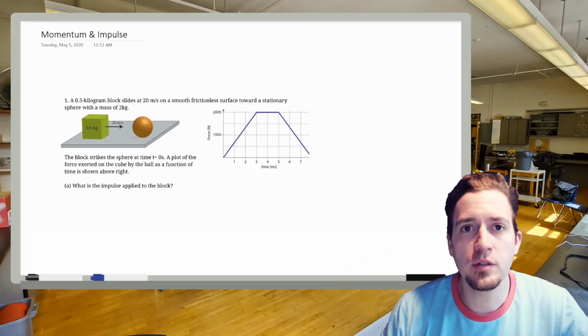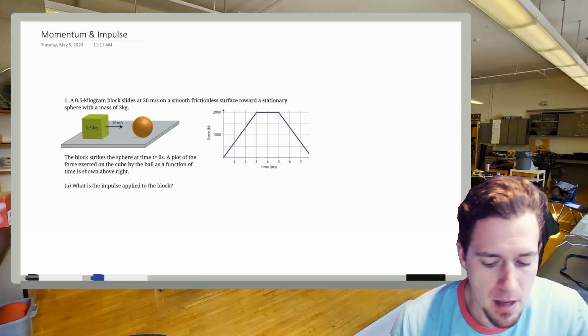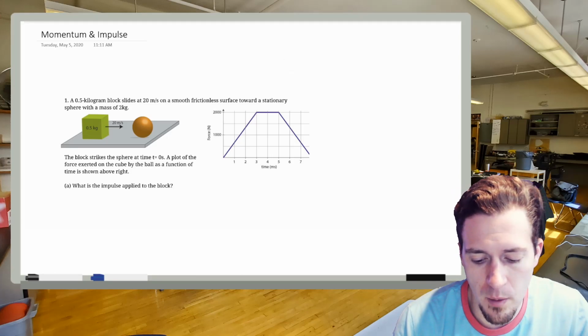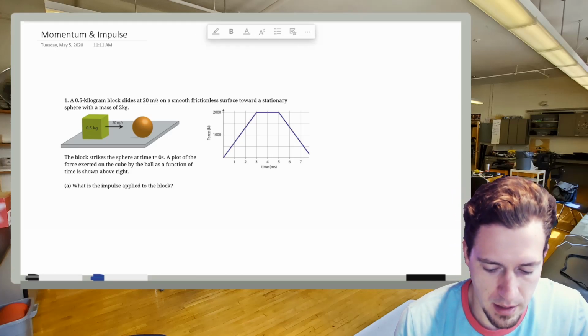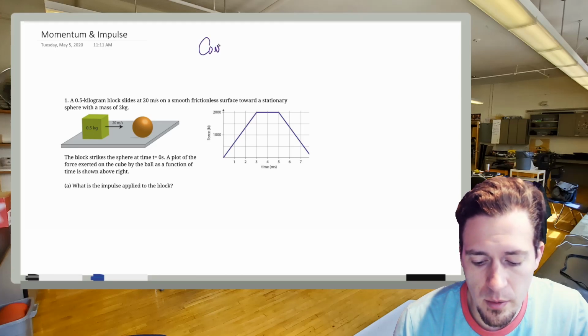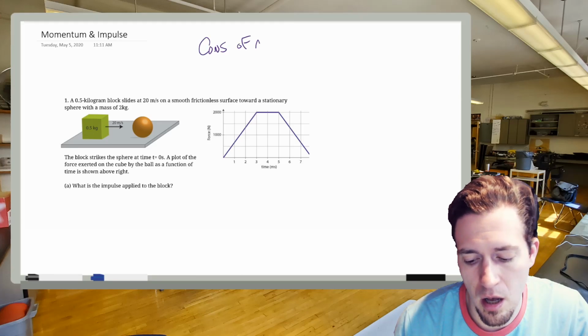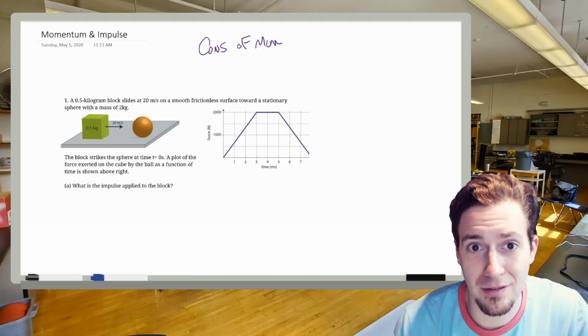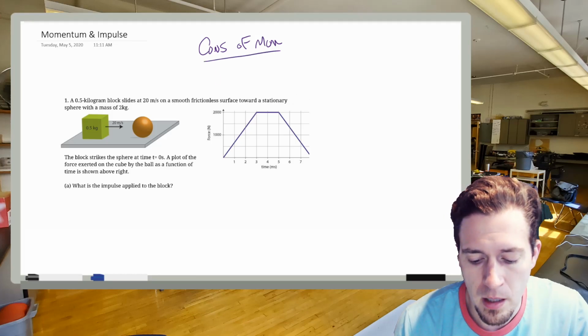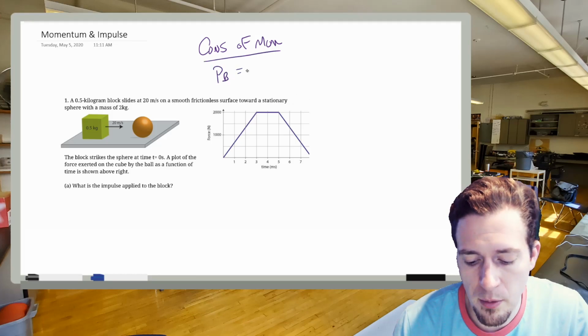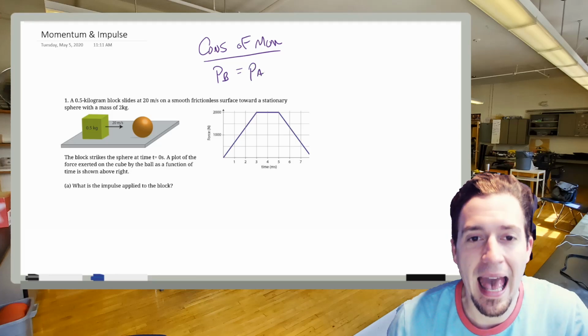So the two things we're really doing with momentum and impulse, right? The first thing we're going to do is conservation of momentum, right? Cons of mom, there are none. And that's a good old P before equals P after.